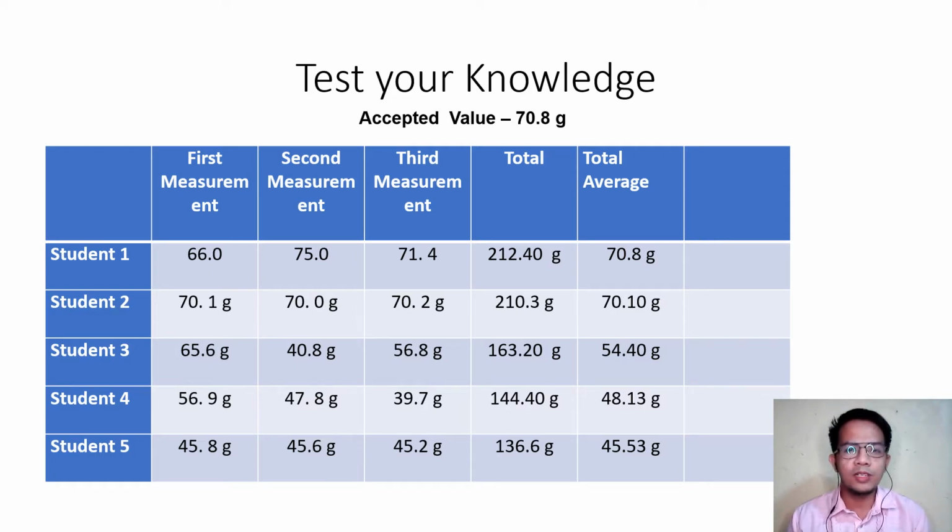Now, let's test your knowledge using this problem about accuracy and precision. There are 5 students who need to measure how much of the unknown substance they will put in their experiment. Each of them made 3 trials at different scales. Look at which among their measurements are precise, accurate, or not, given the standard measurement of the unknown substance, which is 70.8 grams, and also determine which among them is the most accurate. I will give you 1 minute to think about this.